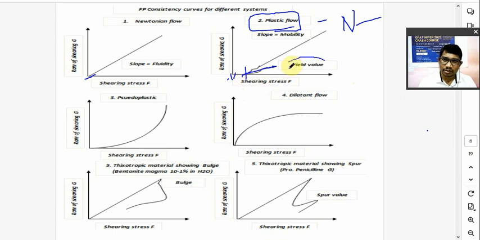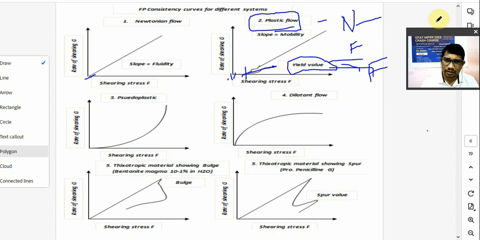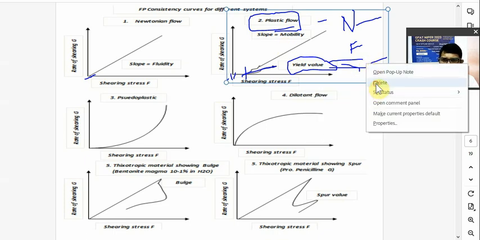So this point from which it starts is known as the yield value. The yield value is the force of flocculation. Yield value indicates the force of flocculation. A material with a yield value shows what is known as plastic flow. Plastic flow is given by suspensions: deflocculated suspension, flocculated suspension. The flocculated suspension will show the plastic flow, and that's why the yield value corresponds to the force of flocculation.